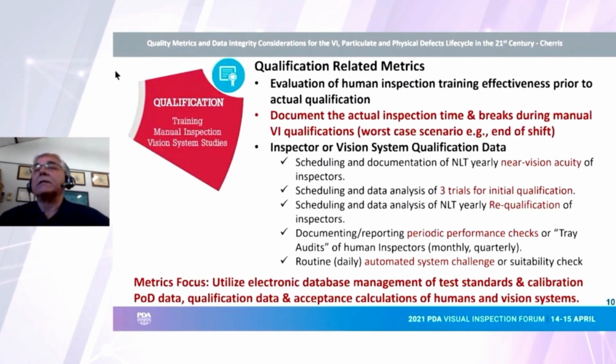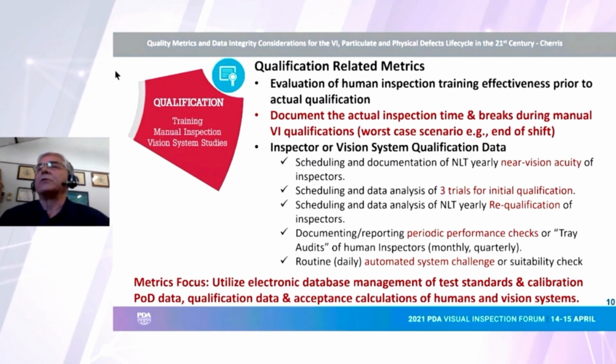So let's talk about qualification and qualification-related metrics. The evaluation of human inspector training effectiveness prior to actual qualification is a very important factor, but almost no one records this information and documents that to show when an inspector is actually ready for true qualification. So document the actual inspection time and breaks during manual VI inspections. Make sure that is at a worst case scenario, typically end of shift or some other high stress scenario.